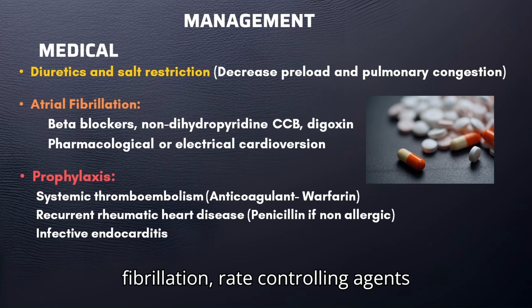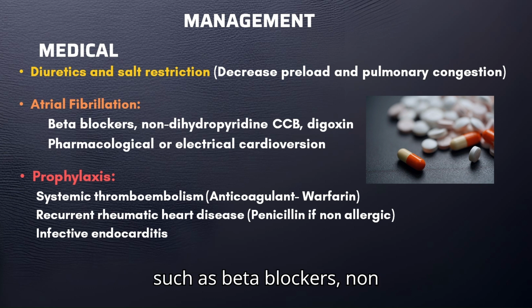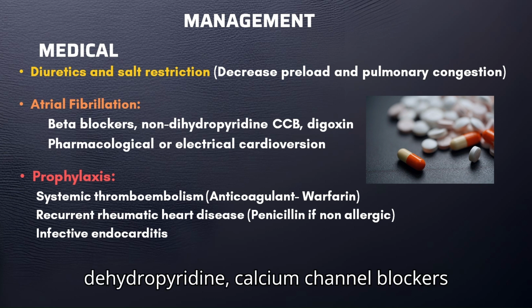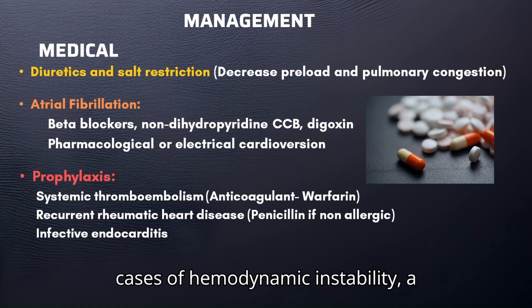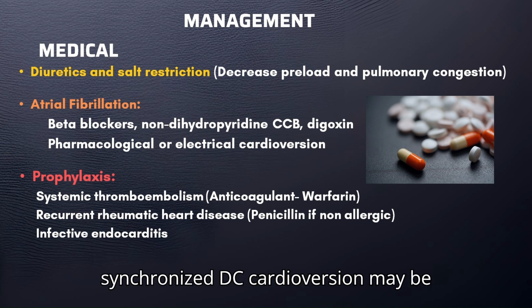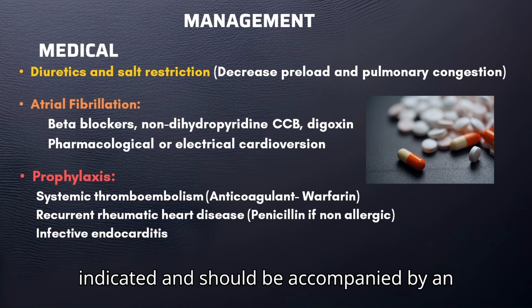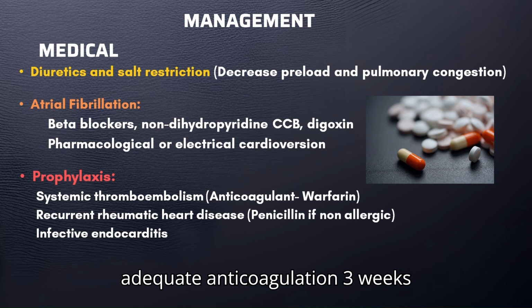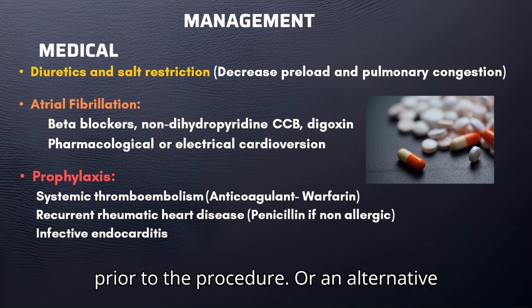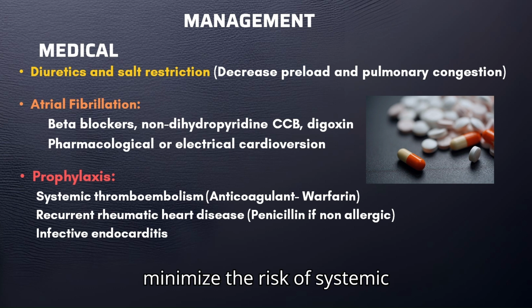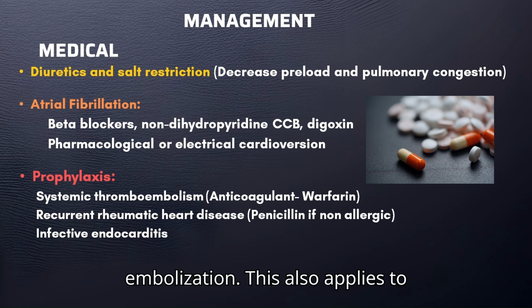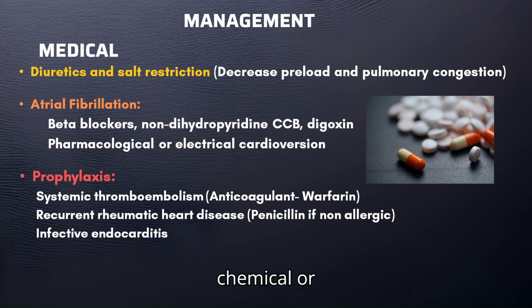Regarding atrial fibrillation, rate controlling agents such as beta blockers, non-dihydropyridine calcium channel blockers, and digoxin may also be used. In cases of hemodynamic instability, a synchronized DC cardioversion may be indicated and should be accompanied by adequate anticoagulation 3 weeks prior to the procedure, or an alternative is a transesophageal echocardiogram to minimize the risk of systemic embolization. This also applies to chemical or pharmacological cardioversion.